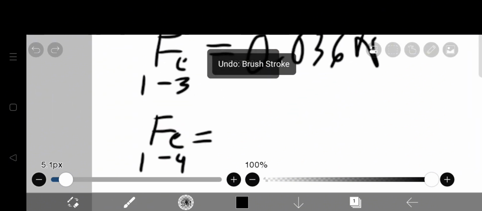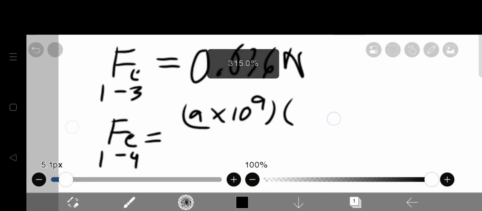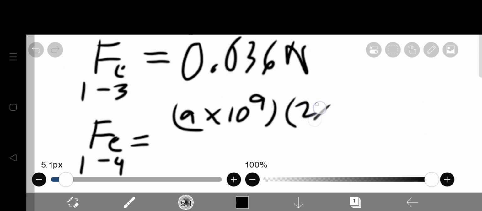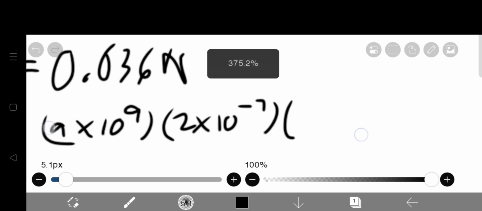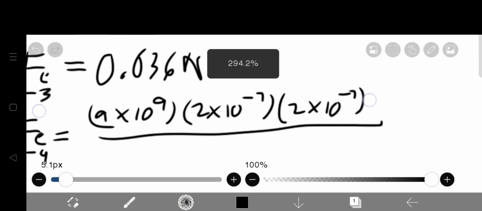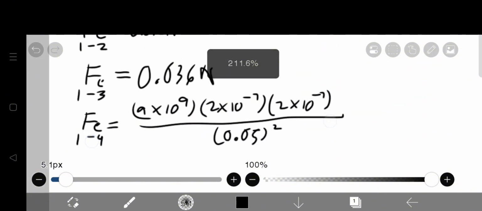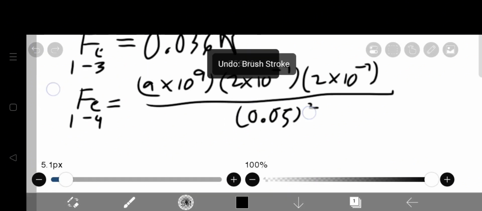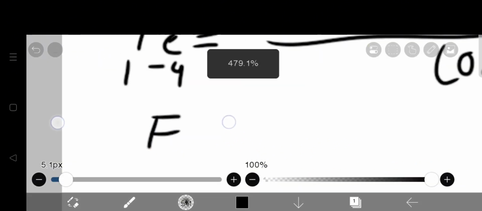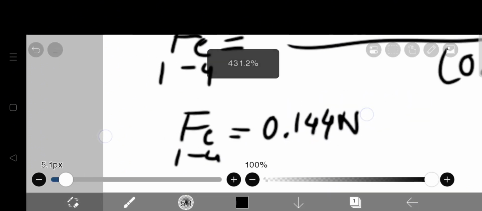So, that would be 9 times 10 raised to 9. The value of Q1, which is 2 times 10 raised to negative 7. Value ng ating Q4, parehas lang. 2 times 10 raised to negative 7. Over their distance squared, which is 0.05 squared. Input nyo lang to sa inyong calculator, and the answer would be Fe14 is equal to 0.144 newtons. So that would be the answer.